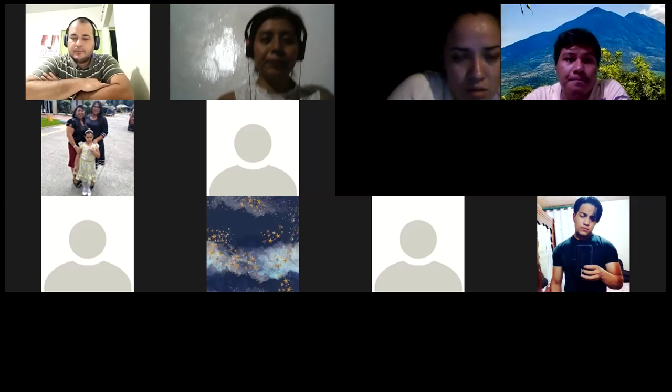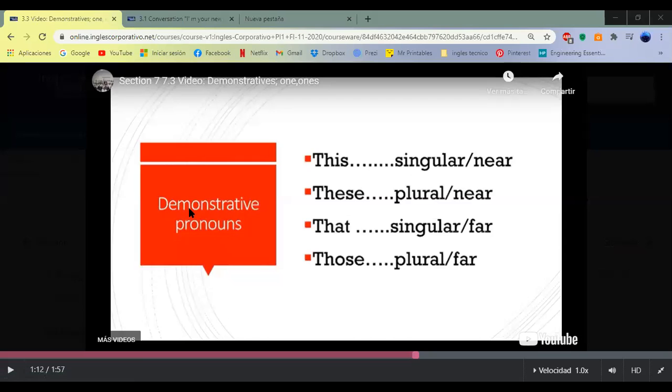So let's continue. Okay, so we were talking also about demonstrative pronouns. This is something that you already know because you already explained it to me. So you said that "this" is used when we're talking about singular and that they are near. "These" when we're talking about plural and things that are near us or near the speaker. "That" is when I'm talking about one or singular, but that it is far from the speaker. And "those" when we're talking in plural, and as well, they are far from the speaker. So I need you to tell me an example, using any of these demonstrative pronouns.